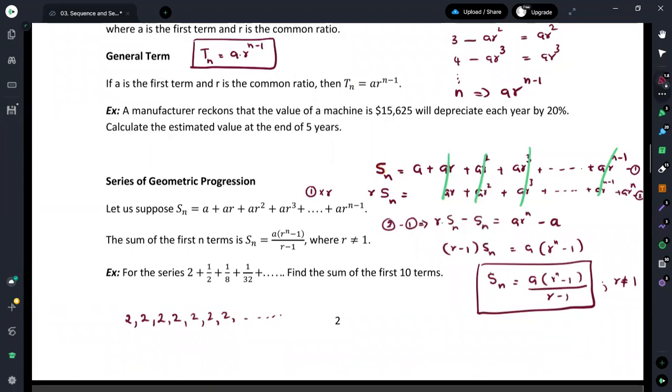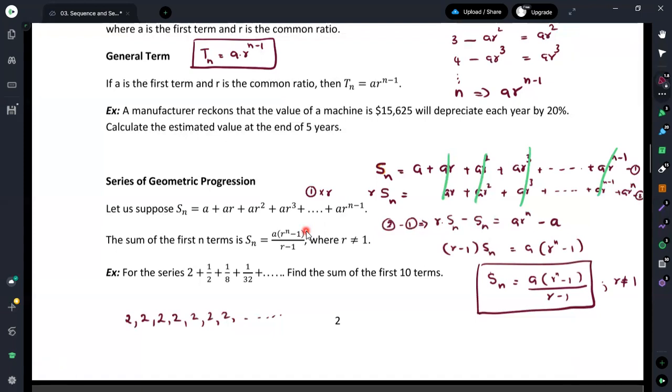And next we have to discuss the exercise provided. Here it is given that the series is 2 plus half plus 1 over 8 plus 1 over 32. Likewise, we have the series and we are asked to find the summation of the first 10 terms of the series.